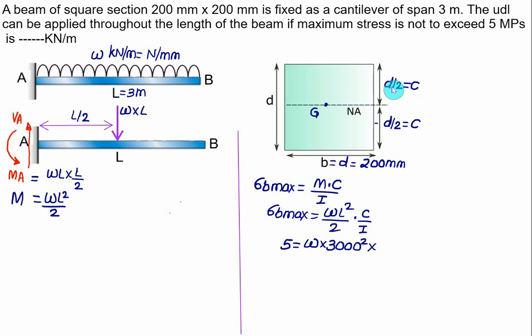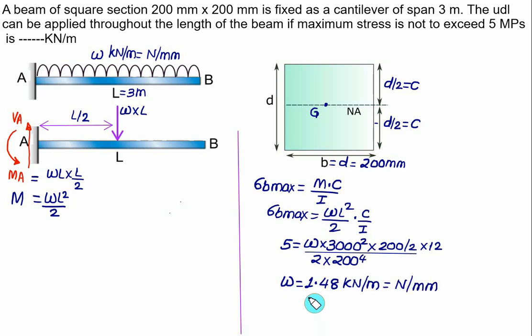Value of C is D by 2. And we have D equal to 200. So we have 200 divided by 2, divided by 2 times. And the moment of inertia for a square section is D to the power 4 by 12. That is, we have 200 to the power 4, and 12 will shift in the numerator. Now we can solve this and find the value of UDL. So we get the value of UDL equal to 1.48 kilonewton per meter, which is the same as Newton per mm.